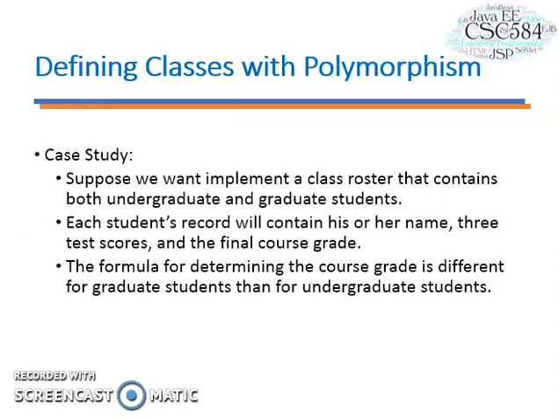Next, let's look at how we can define classes with polymorphism. Let's say we have a case study. Suppose we want to implement a class roster that contains both undergraduate and graduate students. Each student record will contain his or her name, 3 test scores, and the final course grade. They also have a formula for determining the course grade, which is a different formula for graduate students and undergraduate students.